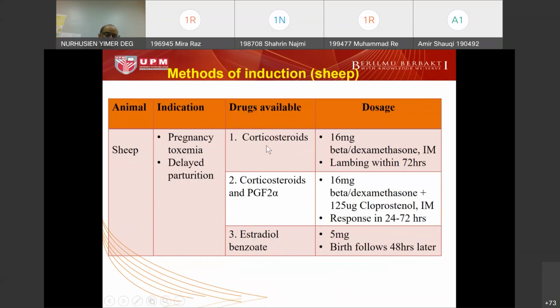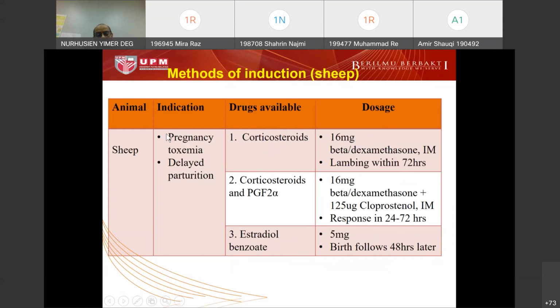One of the main choices in the sheep is corticosteroid. So dexamethasone or betamethasone will be the option of drug to be used. You can give about 60 milligrams intramuscular, and we expect within a 3 day time interval the response for parturition to occur. And we also have a combination of the corticosteroids with prostaglandin.